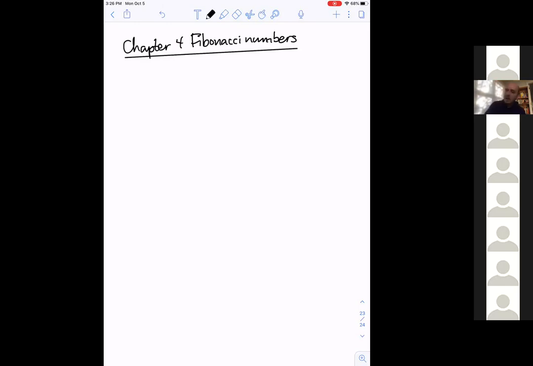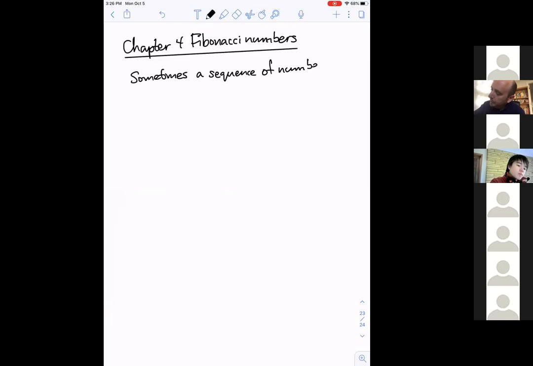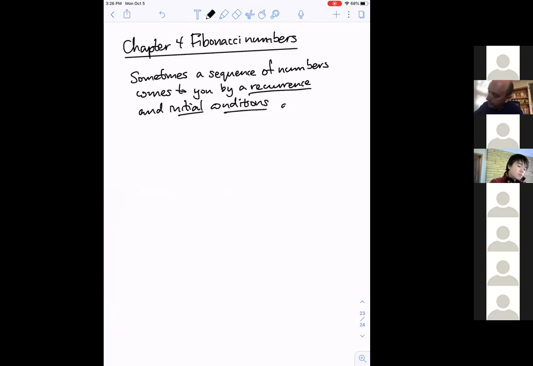So they're an example of a couple of things, but first of all, you're given some interesting numbers or a sequence of numbers just by a recurrence, initial conditions, and then a way of generating new ones. Sometimes a sequence of numbers comes to you via a recurrence and initial conditions.